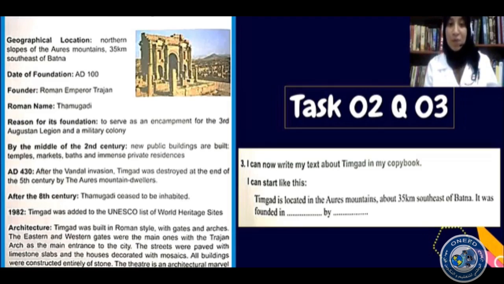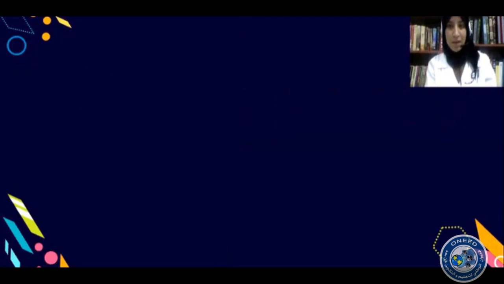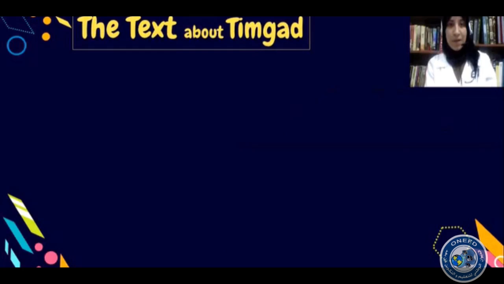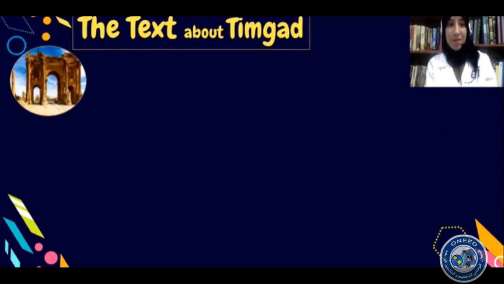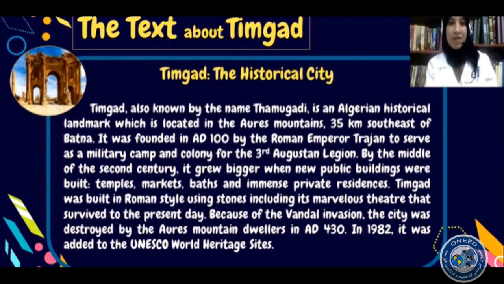So now please pause the video, try to write a short text about Timgad using the fact file that you see now, and then you are going to carry on and see an example of how to write the text. So the text about Timgad. Here's our example. Timgad, the historical city. So this is the title.